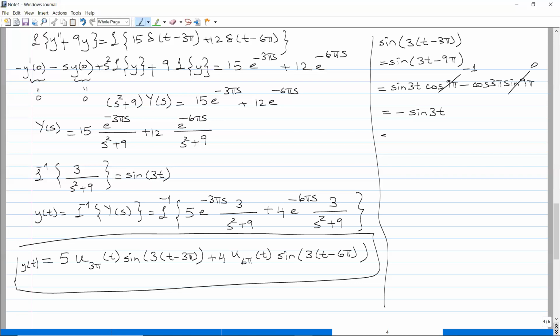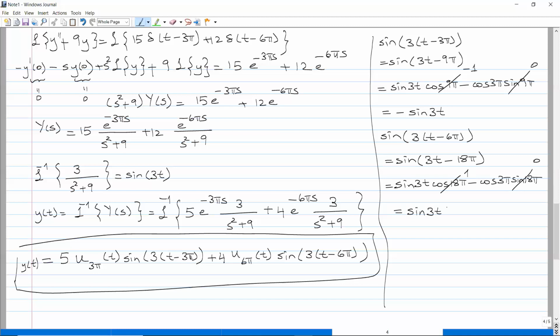And the other one, sine of 3 times t minus 6 pi, is sine of 3t minus 18 pi. So using again the addition formula for sine, sine of 3t cosine of 18 pi minus cosine of 3t sine of 18 pi. Sine of 18 pi is of course 0 again, and cosine of 18 pi is now 1. So this is sine of 3t.